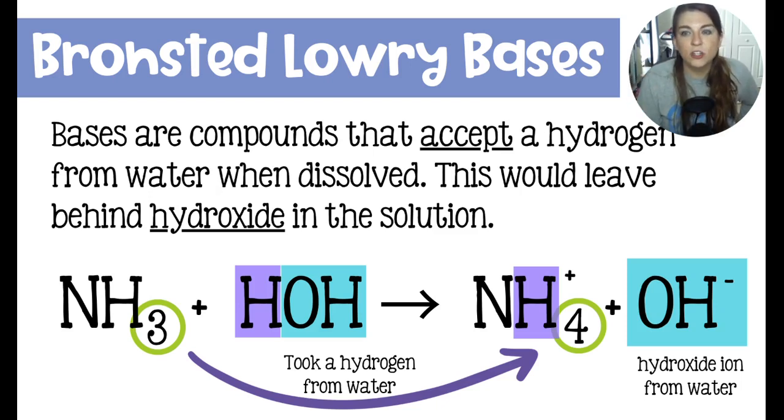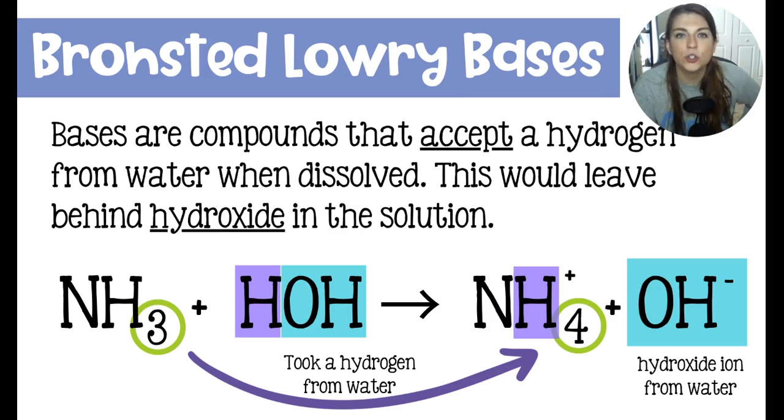Really, the change in the definition is that the base can come from water. It doesn't have to come from the original substance. Arrhenius says it has to come from the original substance, so that would be lithium hydroxide, magnesium hydroxide, calcium hydroxide. Bronsted Lowry theory says you can still get the hydroxide even if you have to get it from water. As long as there is hydroxide, it's a base.